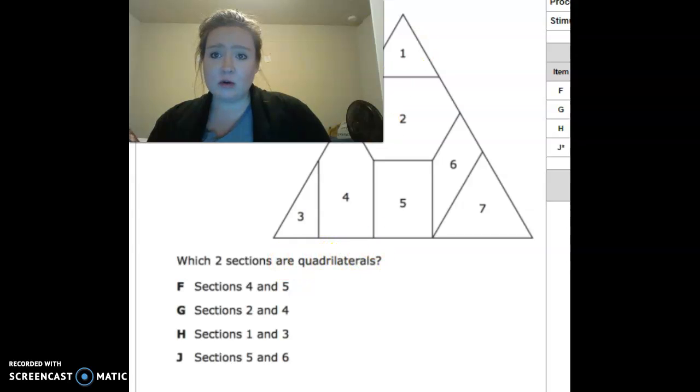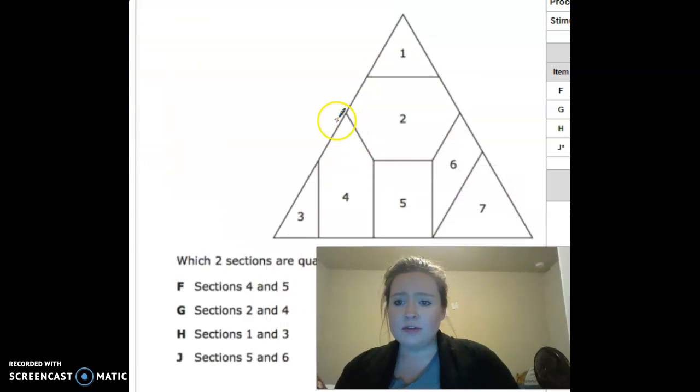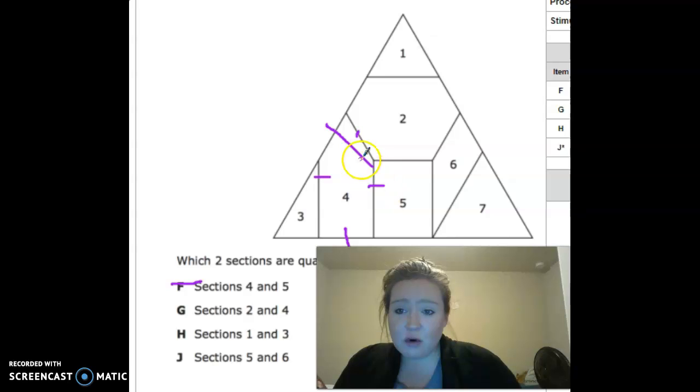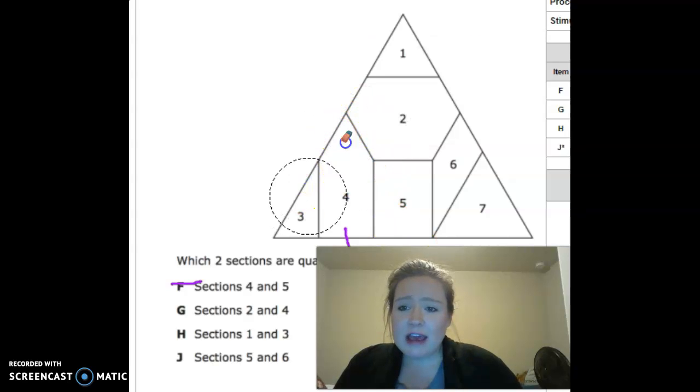Which two sections are quadrilaterals? Sections 4 and 5. Well, section 4 has 1, 2, 3, 4, 5. Section 4 is not a quadrilateral, so that makes this whole answer choice wrong. Section 2 and 4 are quadrilaterals. Well, we just said that section 4 is not a quadrilateral, okay? And we can even count them again. 1, 2, 3, 4, 5. So because section 4 is not a quadrilateral, there's no reason to check section 2 because it says section 4 in this answer choice.